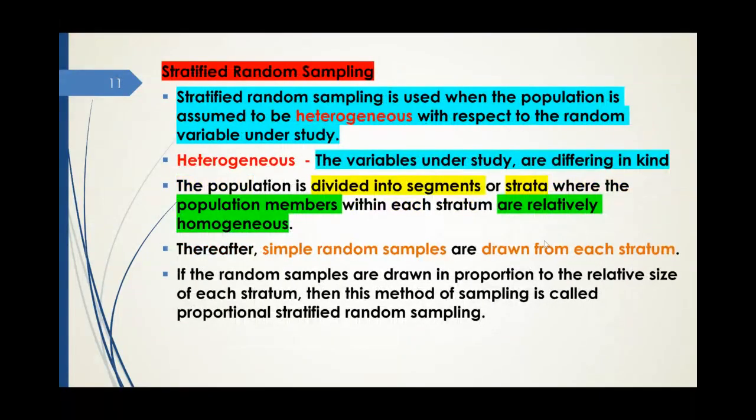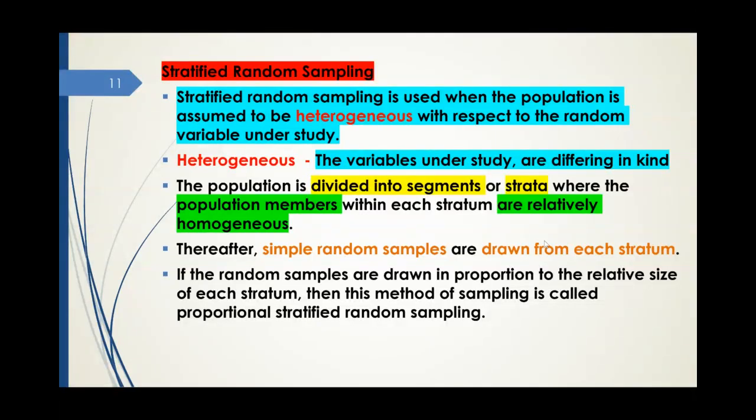Okay. Then stratified random sampling. This is the third one now. Here it says it is used when the population is assumed to be heterogeneous. Now, heterogeneous is the opposite of homogeneous, which is what we were talking about, where we're saying not all the random variables are the same, not all the students under the study are the same. Heterogeneous, the variables under study are differing in kind. So it's not to say they are completely different, but on some level they are different.